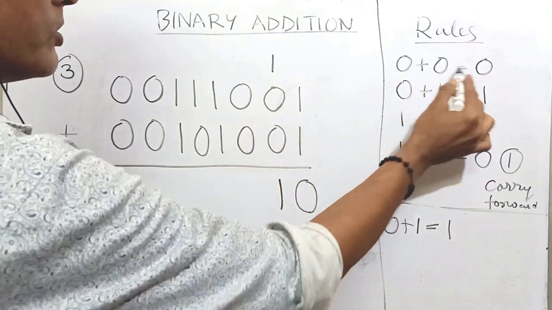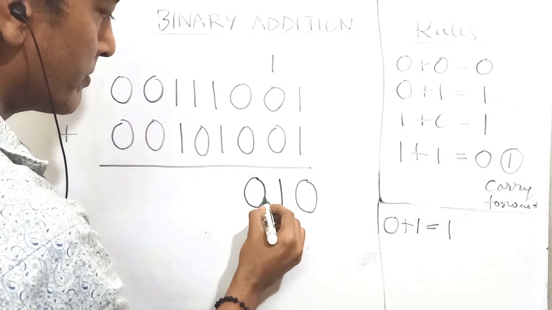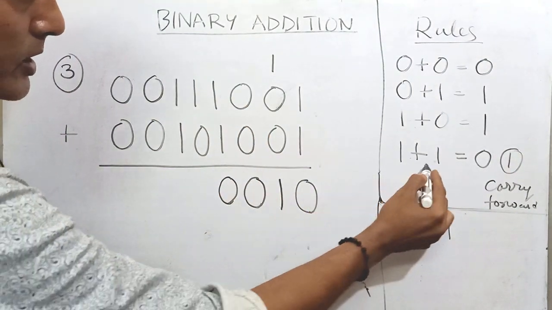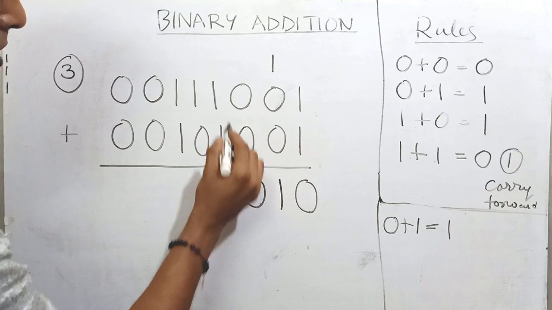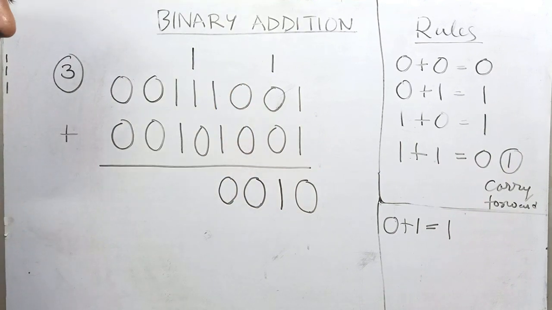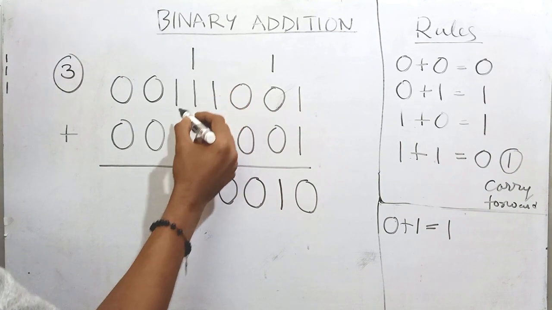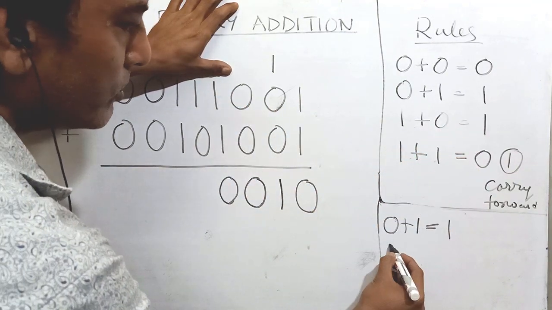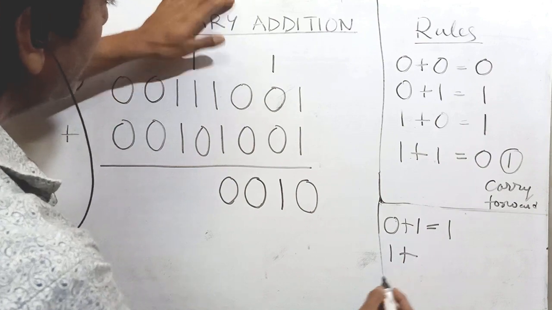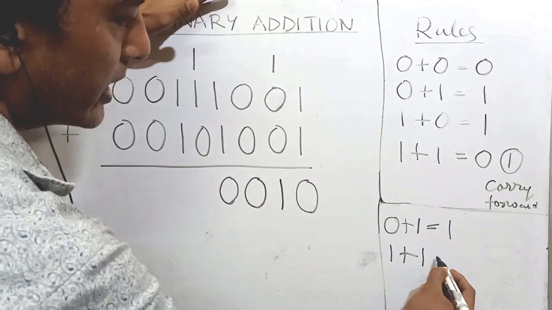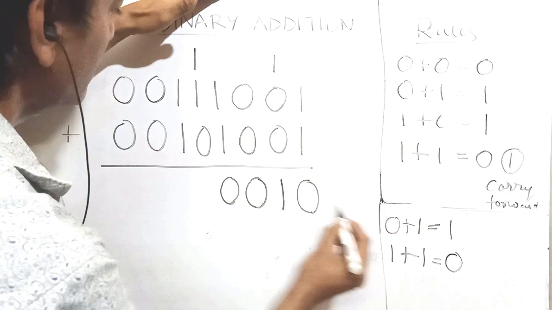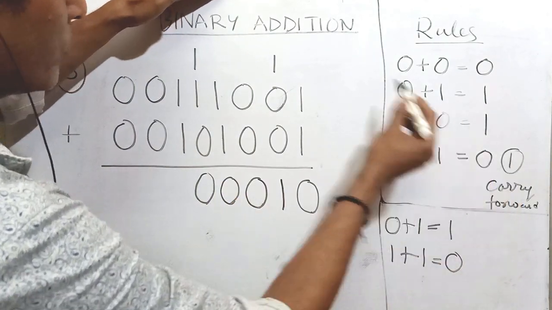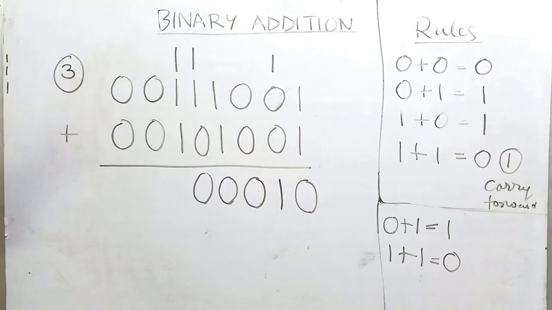Now again 0 plus 0 is equal to 0 and 1 plus 1 is equal to 0 according to the rule. So when we are getting 0, 1 will be carried forward here. Now again we'll forget this, we'll add these two, 1 plus 0 is equal to 1 and we'll add this 1 again. So it is 0. So we'll put 0. And as 1 plus 1 is equal to 0, 1 will be carried forward again.